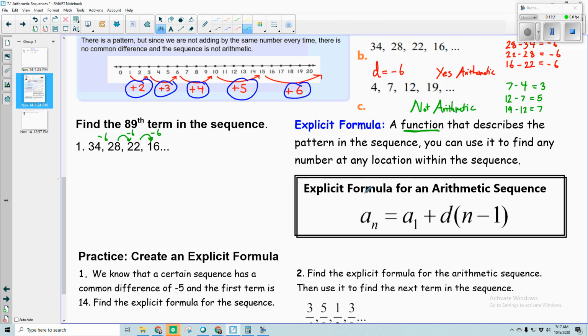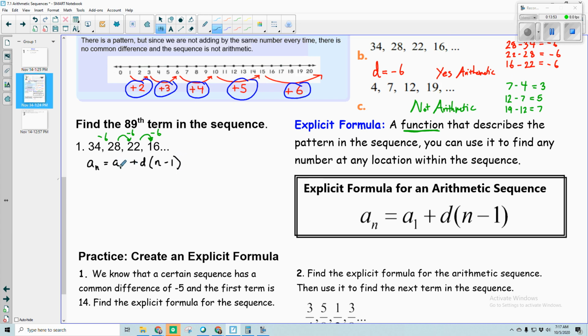which is super handy for this problem. So here's our explicit formula for an arithmetic sequence, okay? So in a moment, we'll begin plugging numbers in to some of the letters that we see here. So we have a sub n equals a sub 1 plus d, and in parentheses n minus 1, okay? So let me write this down over here. So let's think about a couple of things that we can start plugging into this, okay?